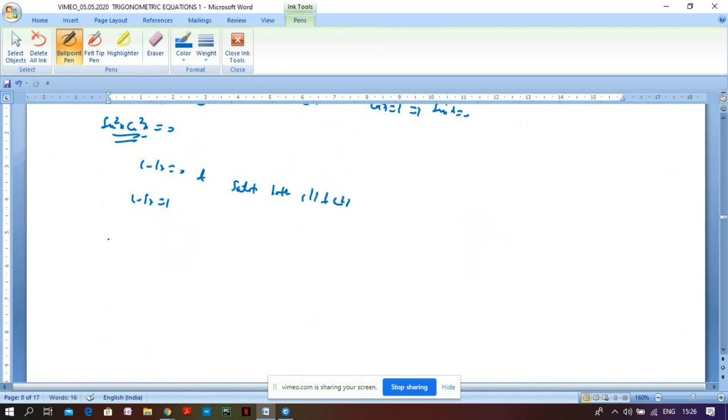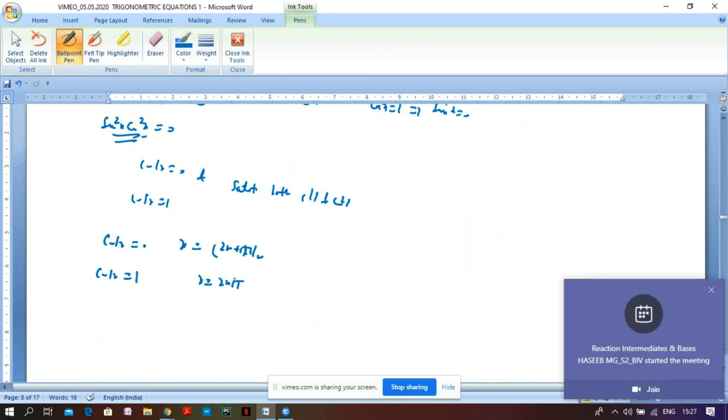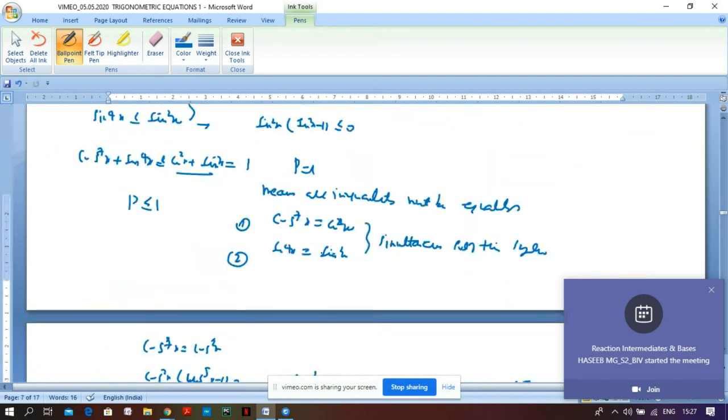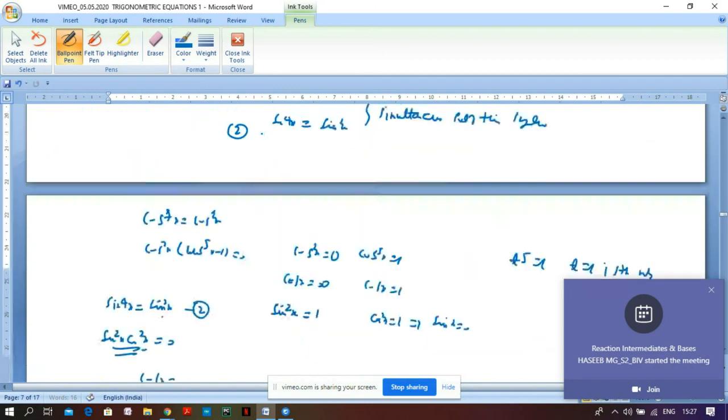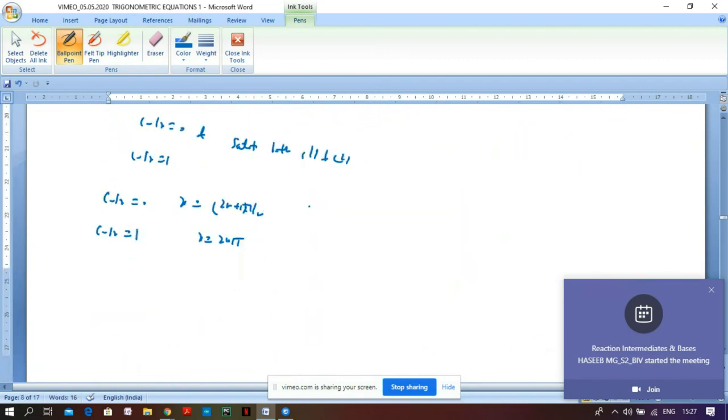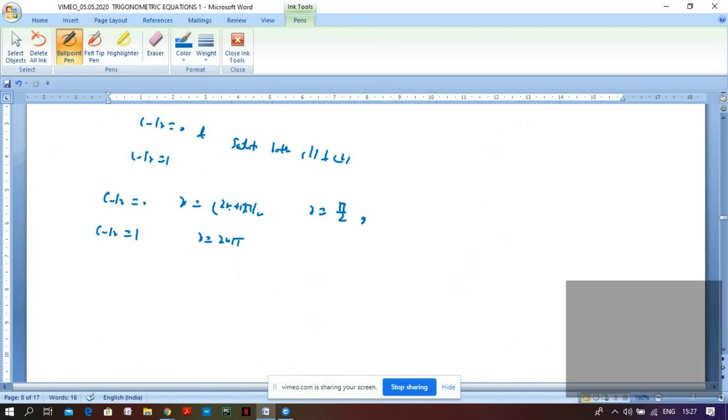So cos x is 0 means x equal to (2n plus 1) pi over 2, and cos x equal to 1 means x is 2n pi. Now let me write the solution in 0 to 2 pi. n cannot be negative. So n we can write as 0, that is x is pi by 2. If n is 1, then 3 pi over 2. And x is 2n pi. I can put this 0, so this is 0, and this is also 2 pi.